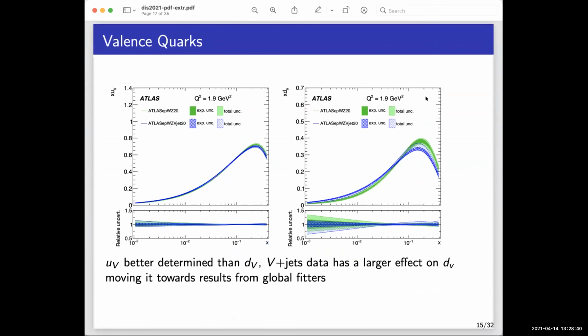Okay, so what does this look like in terms of the actual effects? In general, for this set of data, the up valence is better determined than the down valence, and this you kind of expect just by having the HERA data in. So vector boson plus jets data has a larger effect on the down valence. You can see it on the right, it moves it down and towards the kind of results that global fitters tend to see.